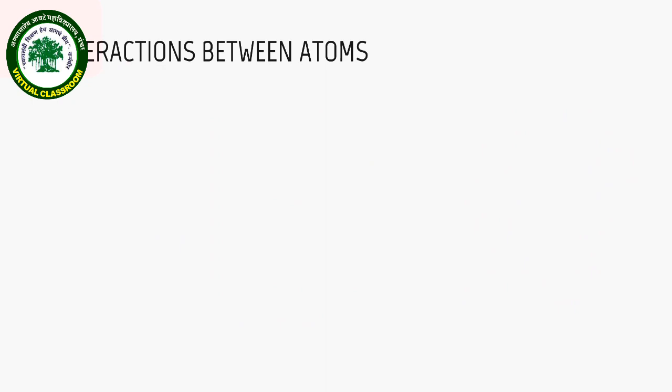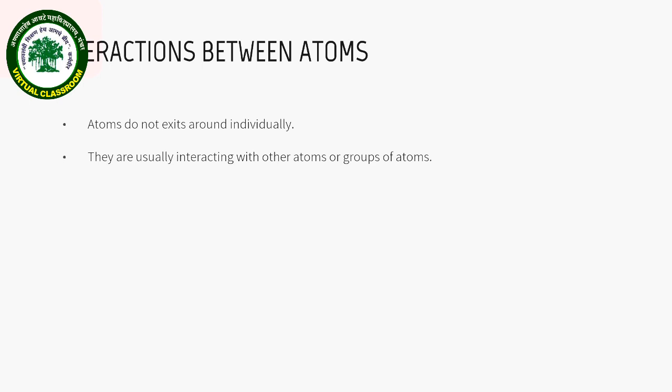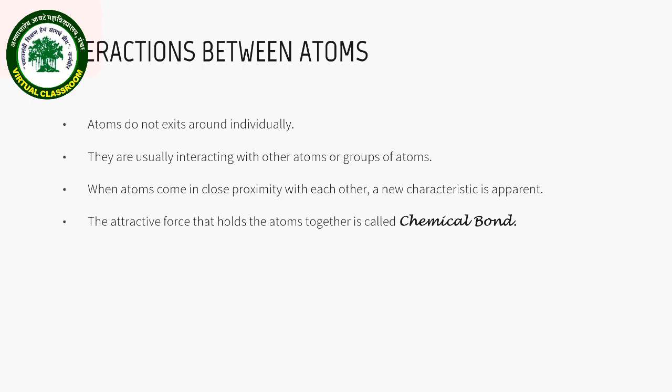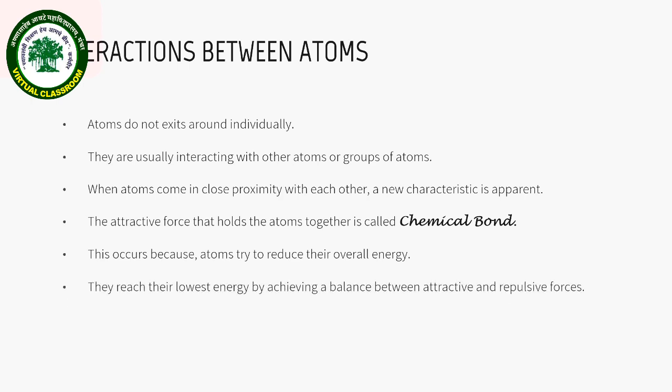Now let us learn why and how these atoms interact. Atoms do not exist individually. They are usually interacting with other atoms or groups of atoms. When atoms come in close proximity with each other, a new characteristic is apparent. The attractive force that holds the atoms together is called a chemical bond. This occurs because, like everything in the universe, atoms try to reduce their overall energy. They reach their lowest energy by achieving a balance between attractive and repulsive forces.